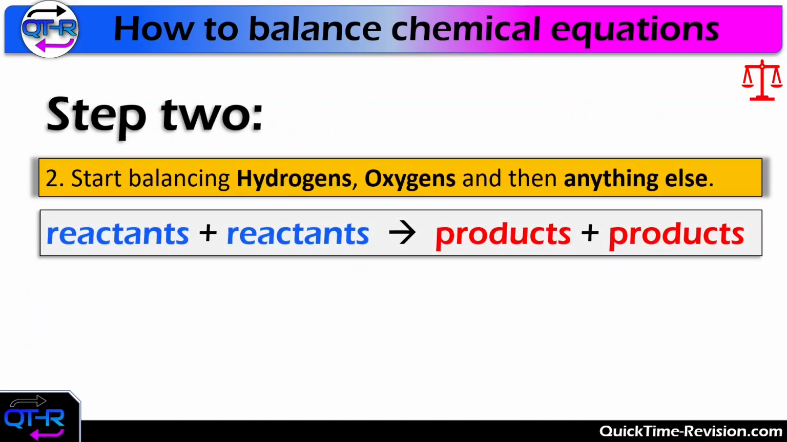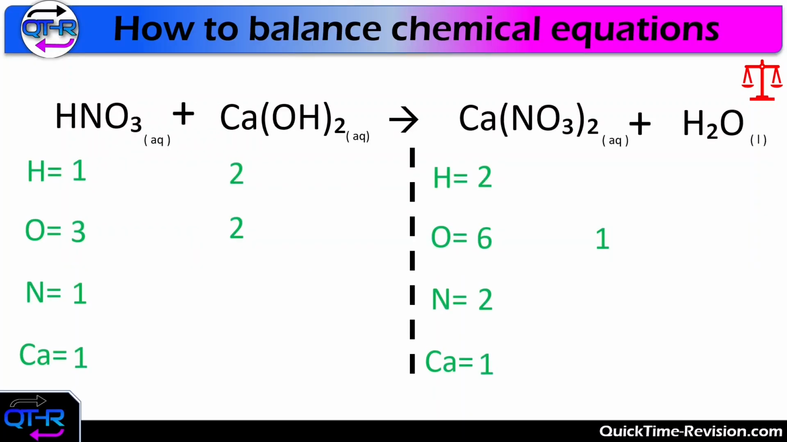Step number 2, start balancing hydrogens, oxygens, and then anything else. In this case, we're going to start with the hydrogens. On one side, we have 3 hydrogens, and on the other side, we only have 2 hydrogens. Then we have the oxygens. We have 3 and 2, 5 on one side, and then we have 7 on the other side. And then we have nitrogens also to balance out. The calciums remain the same.